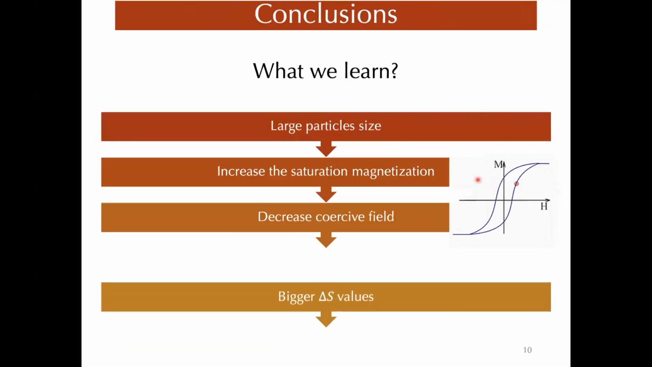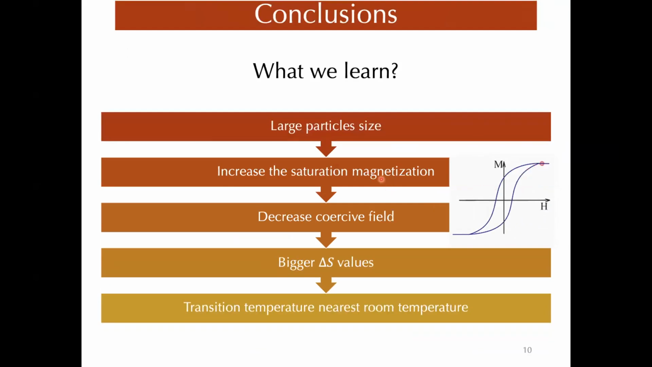Well, what we learn from this? With a larger particle size, we increase the saturation magnetization and decrease the coercive fields, which makes magnetization and demagnetization cycles easier. And this implies bigger magnetic entropy values. And also we have a transition temperature nearest room temperature.